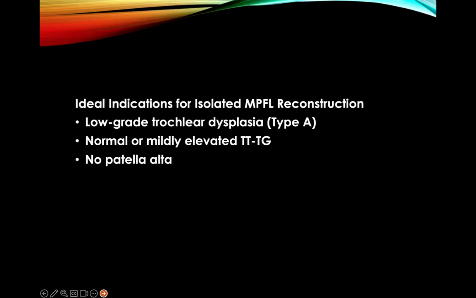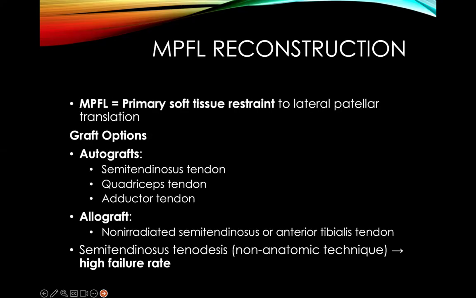So ideal indications for isolated MPFL reconstruction are a low-grade trochlear dysplasia, DeJour type A. We had seen that in the last class, the classification of DeJour. I will be elaborating it further in the slides that come ahead. Also a normal or mildly elevated TT-TG distance and absence of patella alta. MPFL is the primary soft tissue restraint to lateral patellar translation.